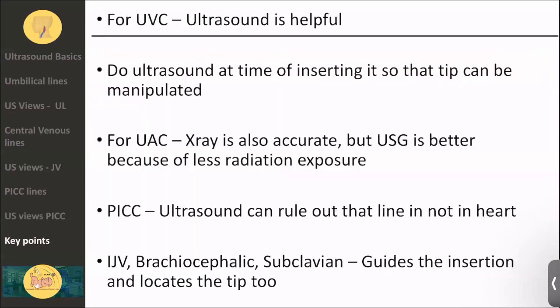So for the umbilical venous line, I will say ultrasound is very good. For UAC, X-ray is accurate, but there is no need if you can say that, okay, it's crossing. For the PICC line, ultrasound is definitely better. And for IJV, if we have to put it, we can put it ultrasound guided.